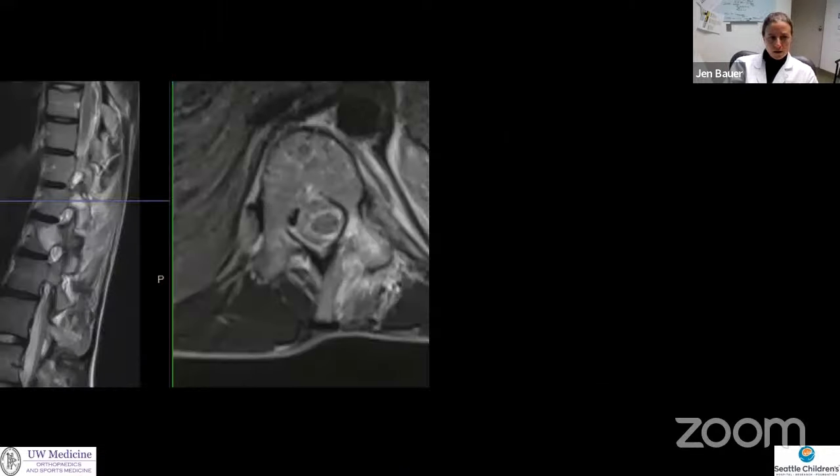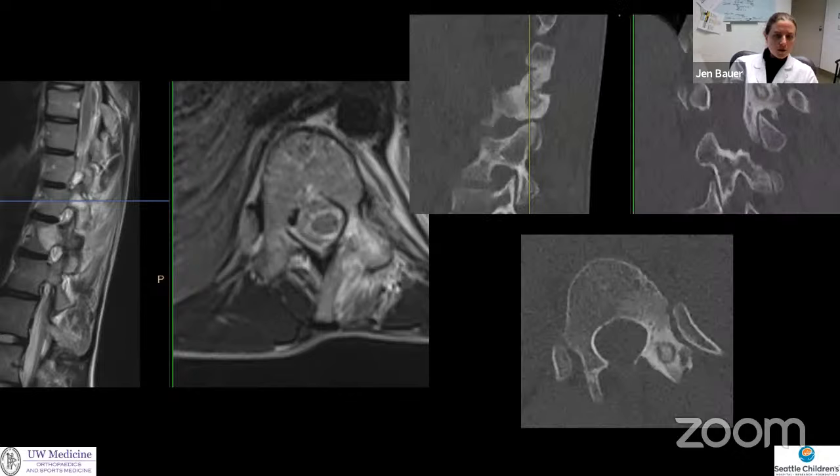On that MRI, you can see some increased T2 signal within a portion of the bone that makes me concerned for at least some sort of an inflammatory reactive process. I'm actually suspecting something very particular. And when I get a CT, that's confirmed: you can see this is an osteoid osteoma. So just the treatment of the osteoid osteoma will correct this scoliosis.